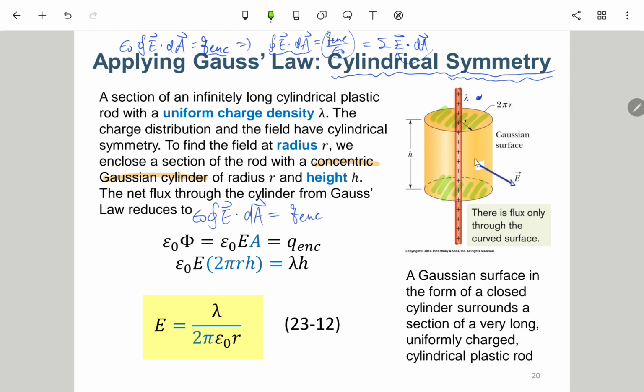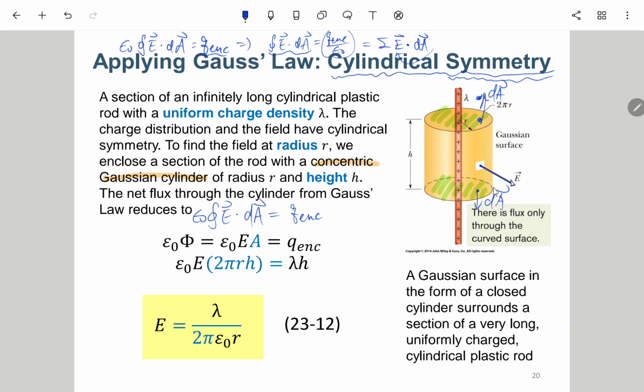Okay, so for these two sides, E dot dA should be 0 because we know that the E field should be in the radial direction. Okay, so in such a way, for the top and the bottom face, dA is pointing upward here and dA is pointing downward here. So for these two faces, E dot dA is like E times dA times cosine of 90 degrees, which is 0. So these two faces won't contribute to this surface integral. So only the side will contribute to this surface integral.